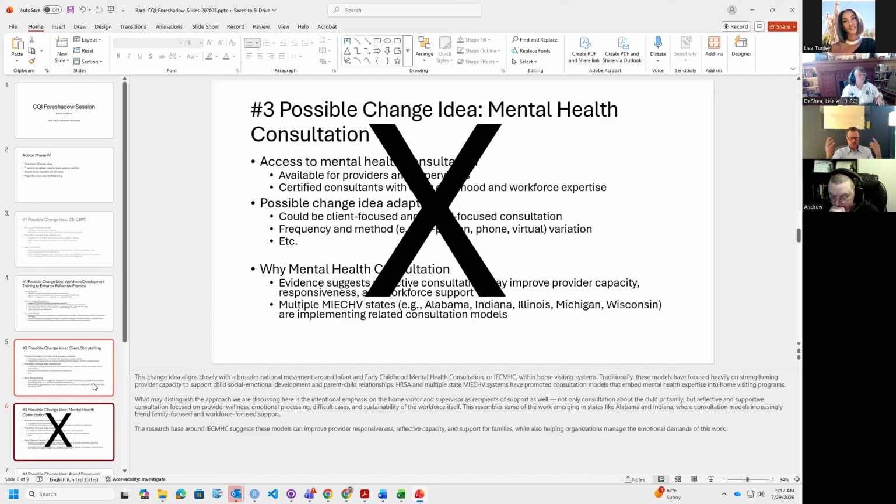Alabama and Indiana stand out in my mind. Both have been doing this with our home visitors. Indiana's been doing this since the beginning of their MIECHV journey back in 2011 and 2012, and they've made tremendous strides in how they implement this.